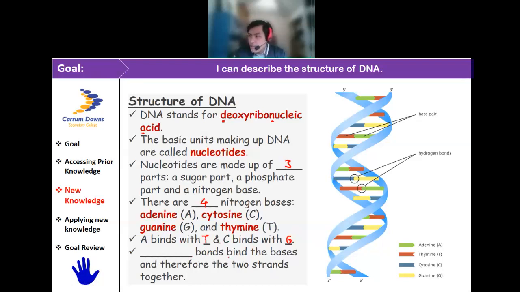A certain type of bond binds the bases and therefore the two strands together, and we can see from the diagram there, it is the hydrogen bond. So hydrogen bonds bind the bases and the two strands together, and that makes what we call a double helix shape. It's sort of like a twisted ladder.